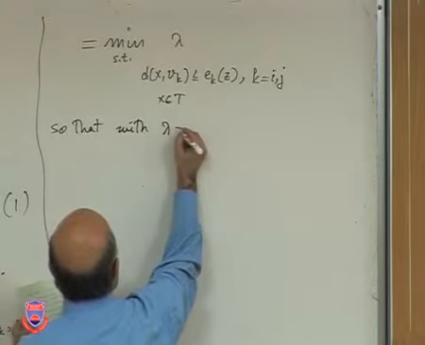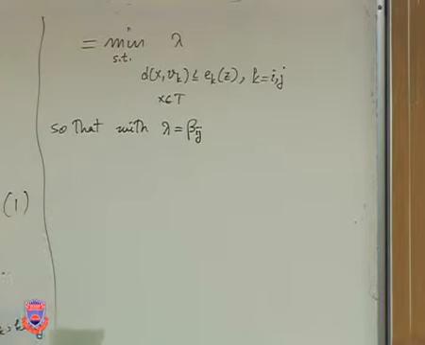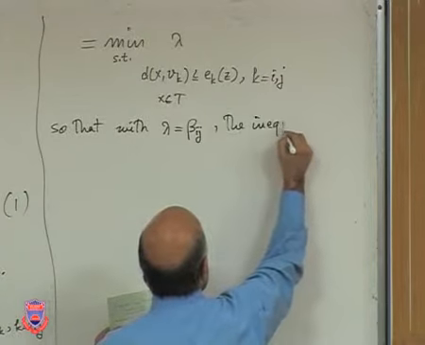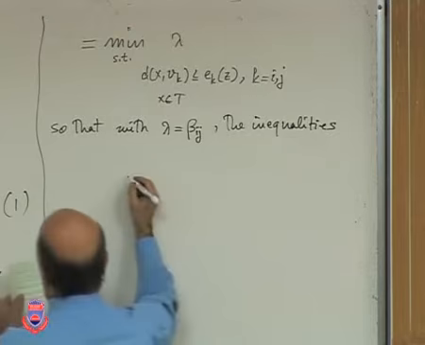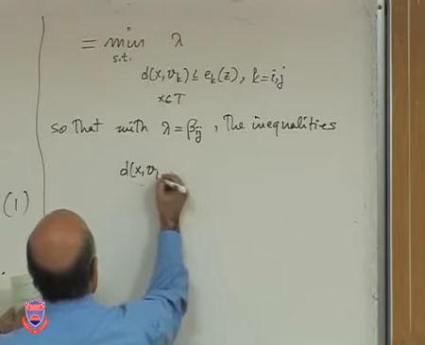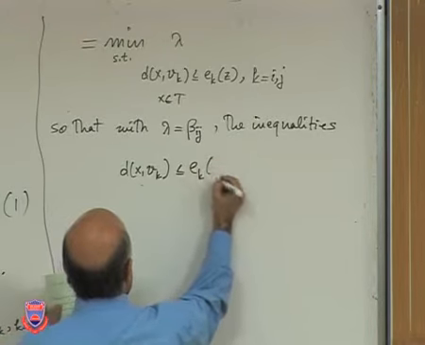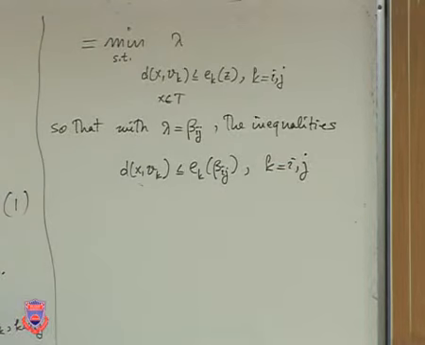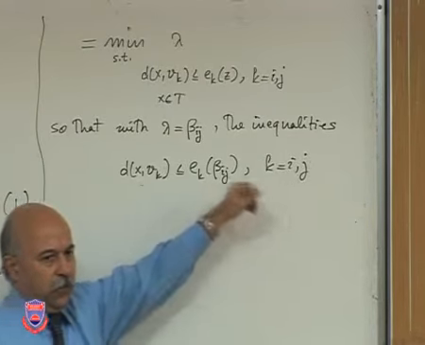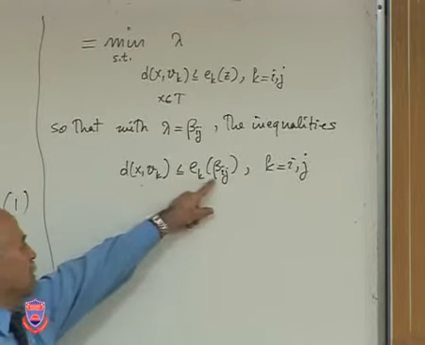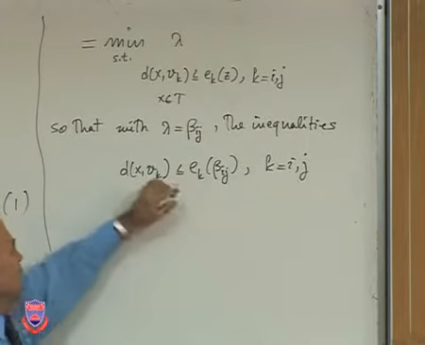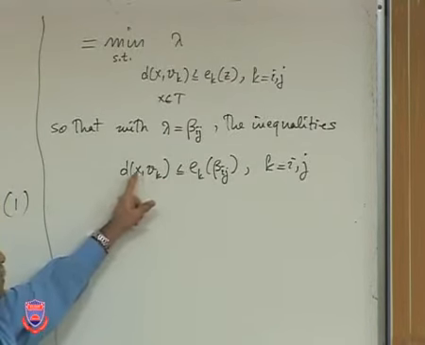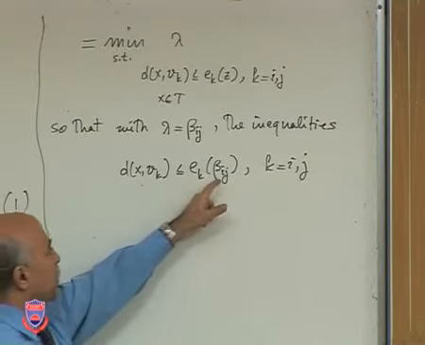With lambda set equal to the minimum feasible value beta ij, the inequalities d(x, vk) less than or equal to ek of beta ij hold. I have two inequalities here, k being equal to i or k equal to j, and each time the right side is defined by ek of beta ij. The first inequality is d(x, vi) less than or equal to ei of beta ij. The second inequality is d(x, vj) less than or equal to ej of beta ij.